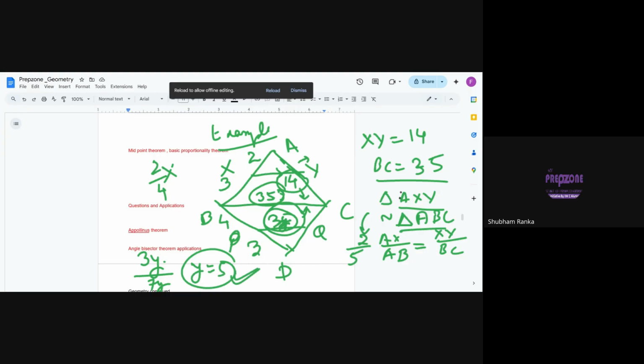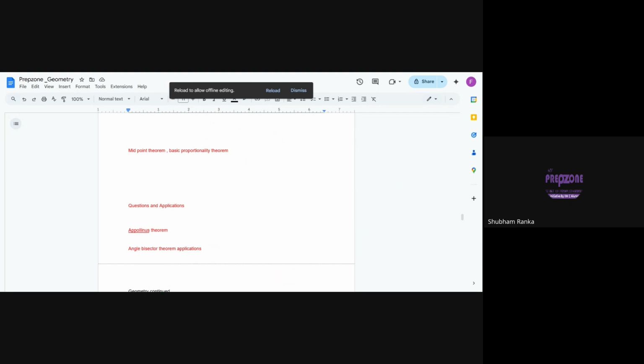So why are we considering these variables like x and y? Right, right, right. You're right. No, this is just an example to show you how we use a simple application of BPT. So it's a very simple application of basic proportionality theorem.